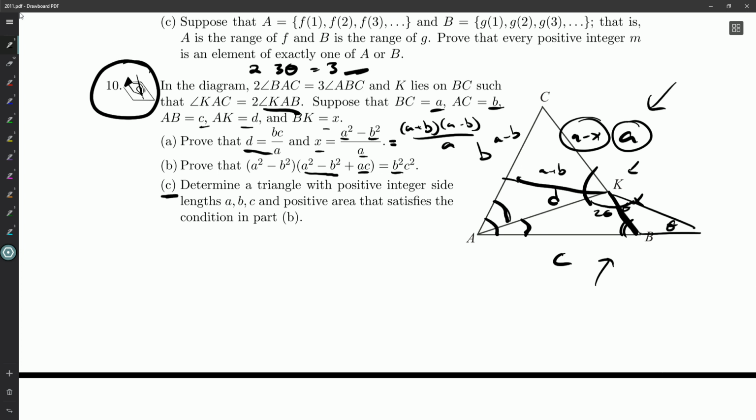Determine a triangle with positive integer side lengths A, B, and C, and positive area. Okay, I guess maybe zero area if we had a degenerate triangle. I don't think they really consider those to be triangles. Positive area that satisfies the conditions in part B. Okay, well, we know if you make a triangle with these angles, then you'll be fine.